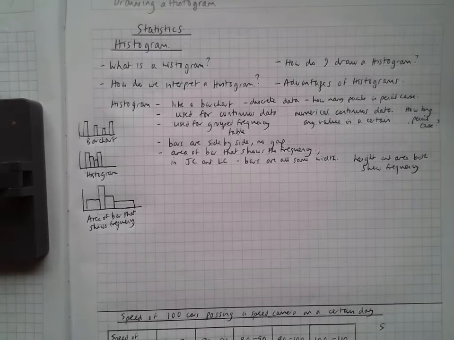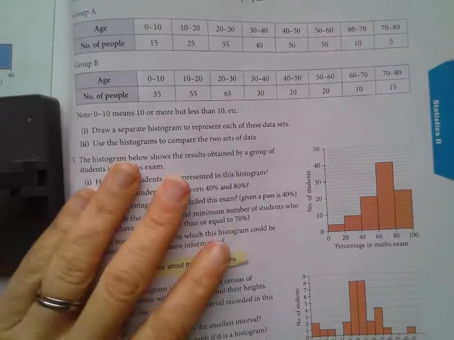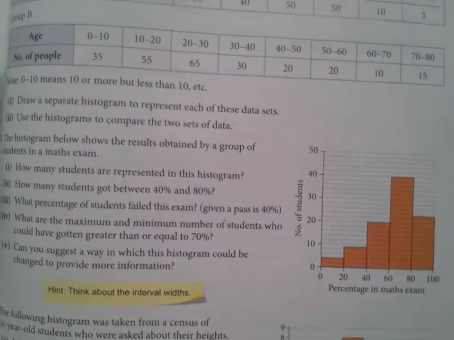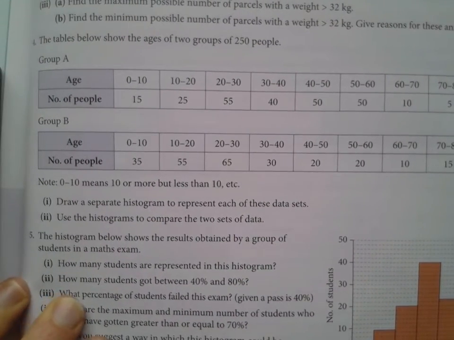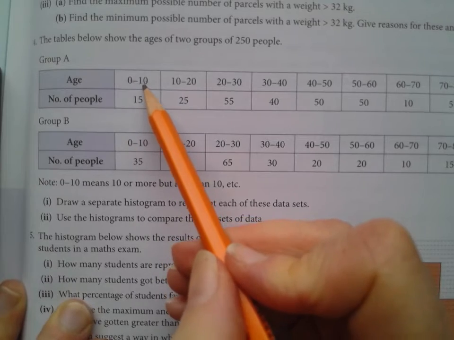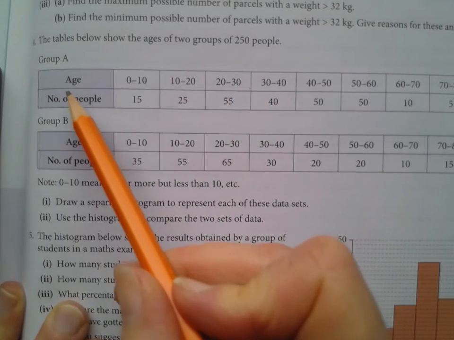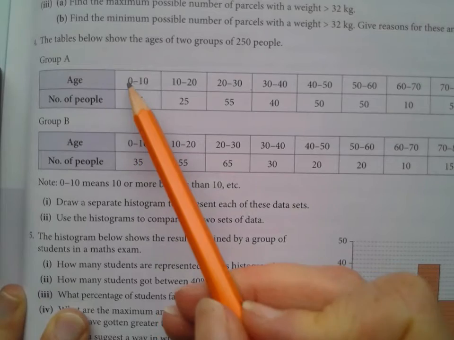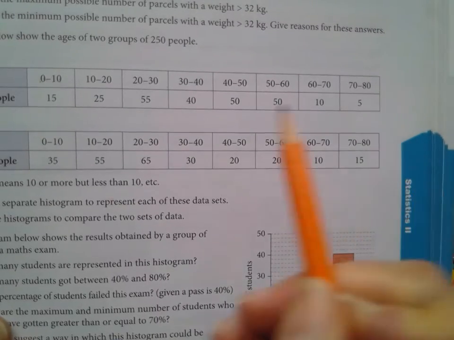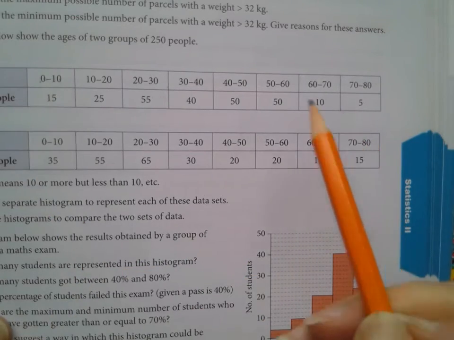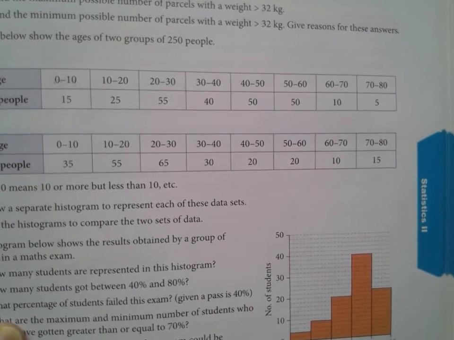Let's look at an example here. So here is an example that we're going to look through, just to show you what a grouped frequency table is, remember? Grouped frequency table, where you're going from 0 to 10, 10 to 20, 20 to 30. It's continuous data. You could be any age between 0 and over here is 80. That's continuous data. Okay, that's a grouped frequency table, which is what we use for histograms.